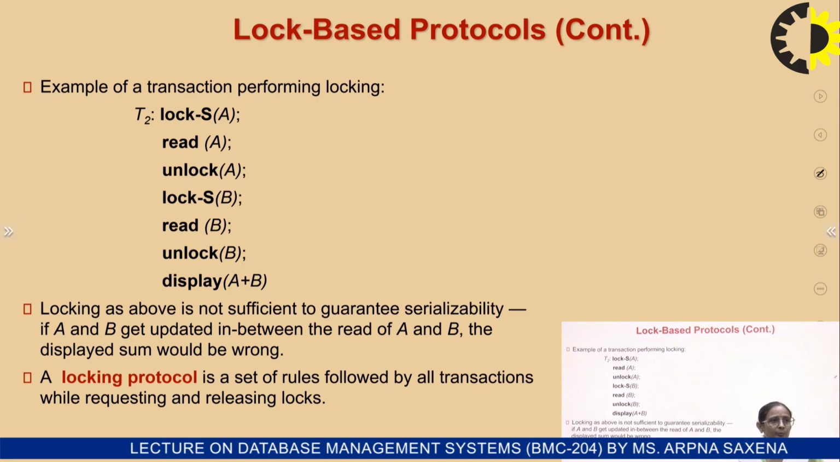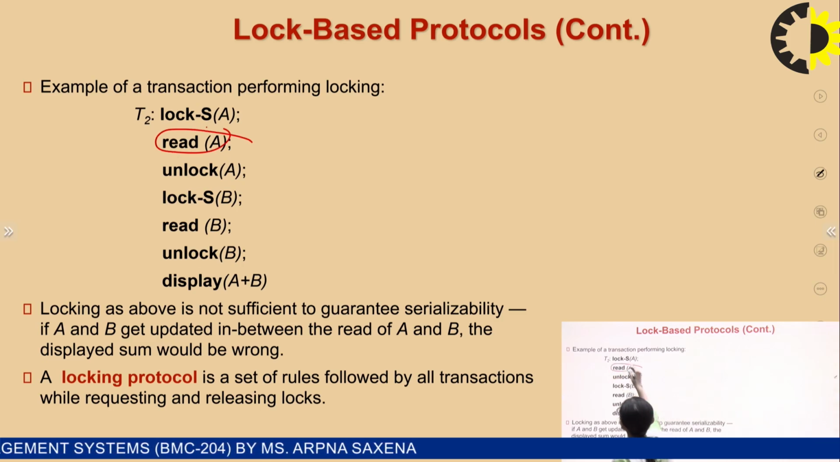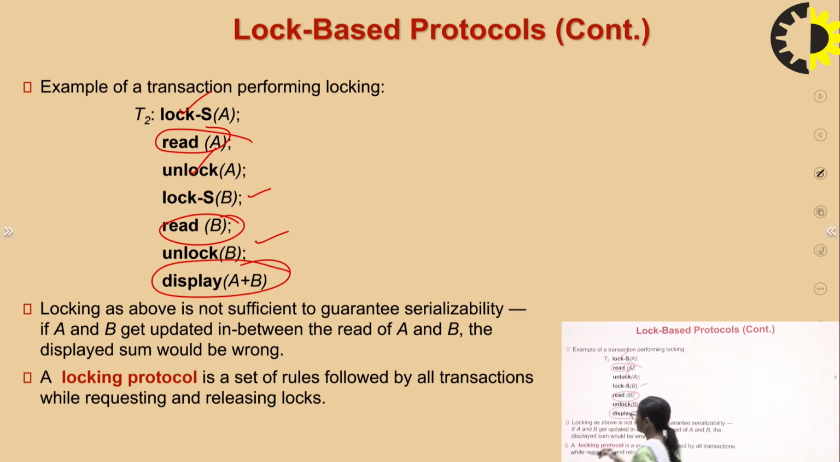This is an example of a transaction performing the locking. Since the reading is required, we do locking, then unlocking, reading, locking, unlocking, and then we are displaying. This is how we will do things. So locking as above is not sufficient to guarantee serializability. If A and B get updated in between the read of A and B, the displayed sum would be wrong.